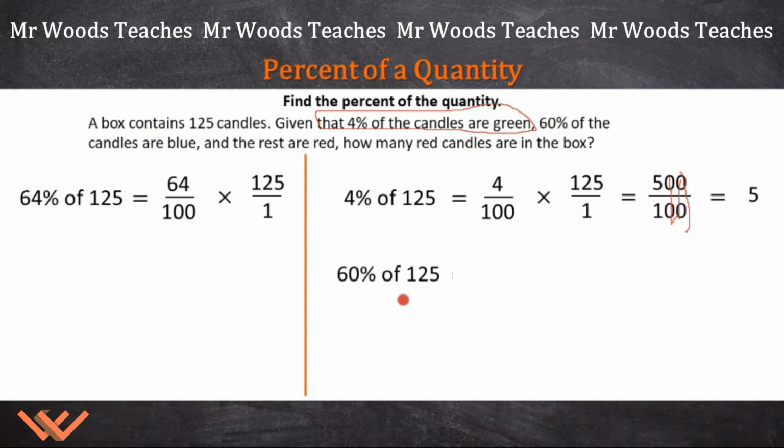This time we have 60% of 125. So we're going to have it the same way, 60 over 100 times 125 over 1. And again, that's a little daunting, but I think you can understand how we're doing this. I explained it before as well. So this is actually 6/10. That makes it a little bit easier.